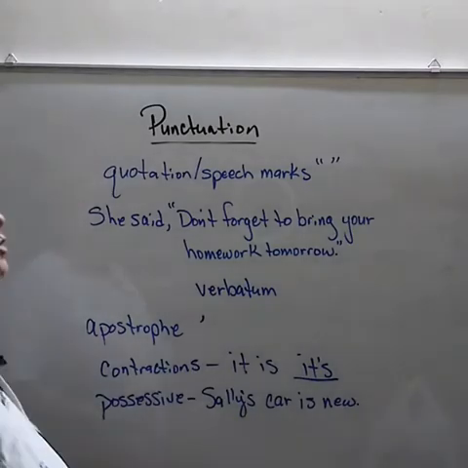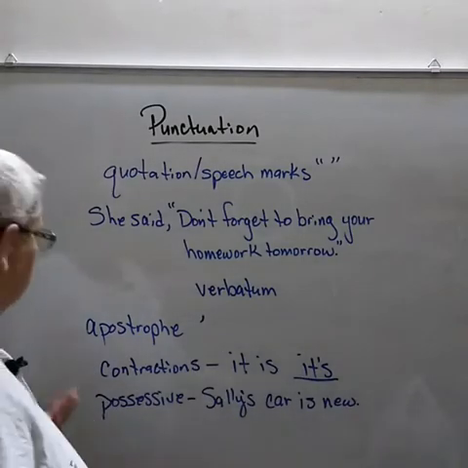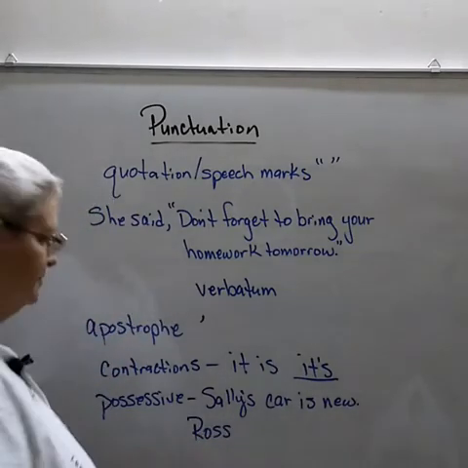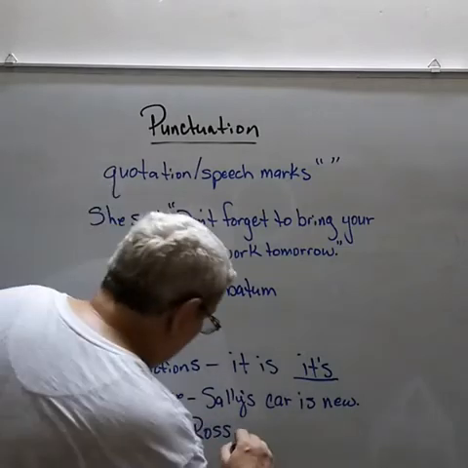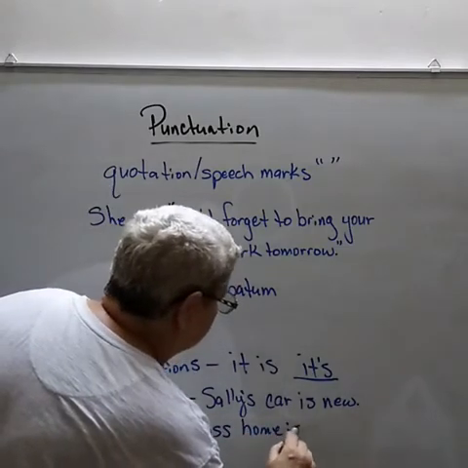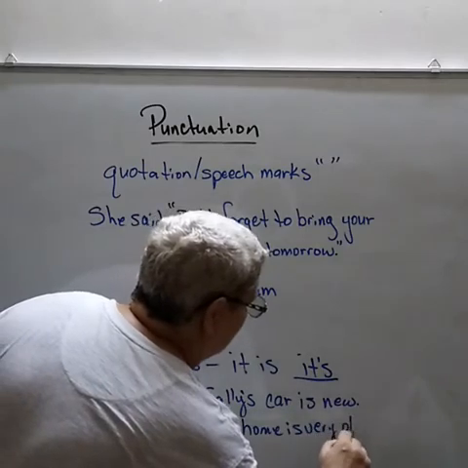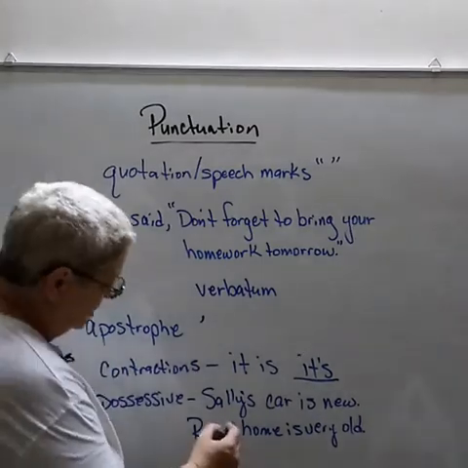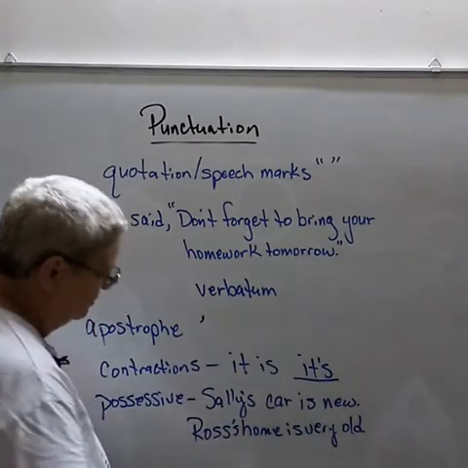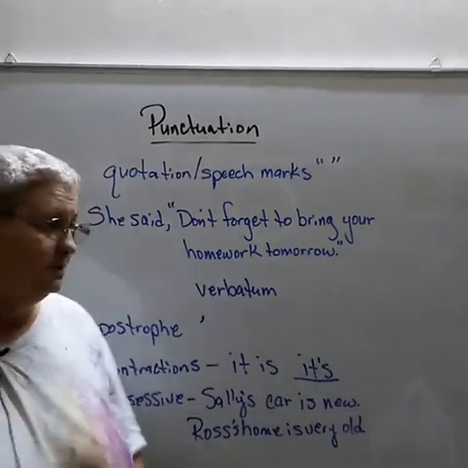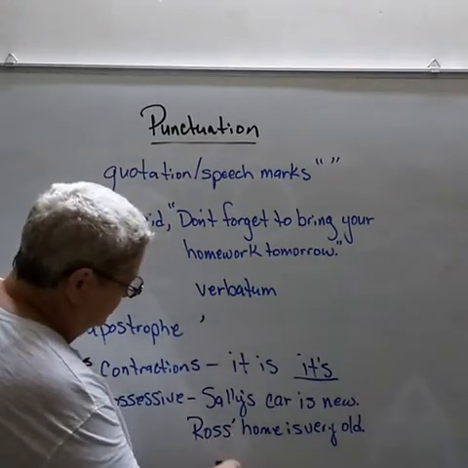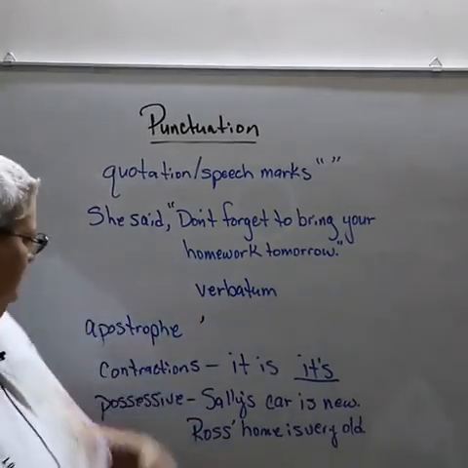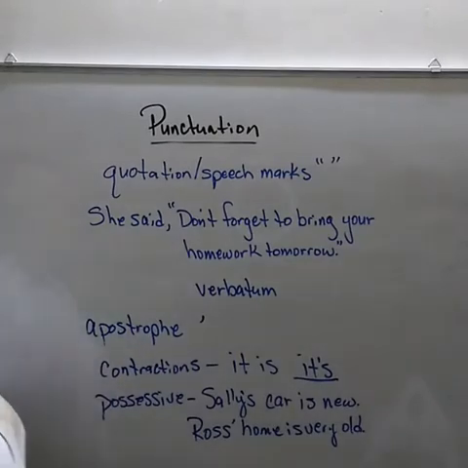Now, what if we were using someone, let's say, Ross? Okay? Ross's home is very old. Now, here, there's two ways that we could do this. We could put an apostrophe and another S, but there's really no point to do that. So, what we would do is get rid of the last S and just put the apostrophe. This is a symbol of possessive. Okay?